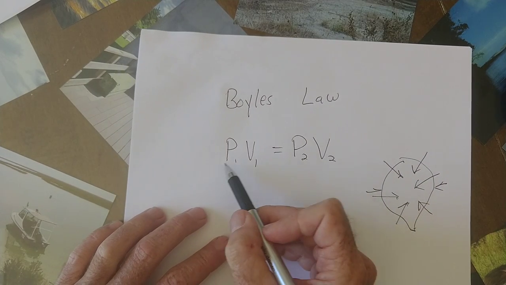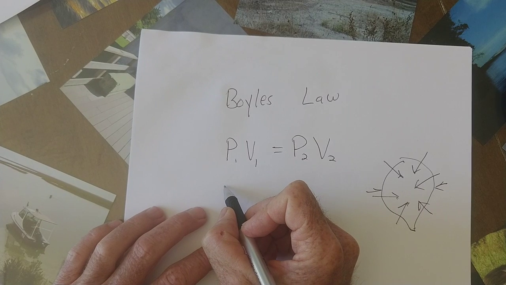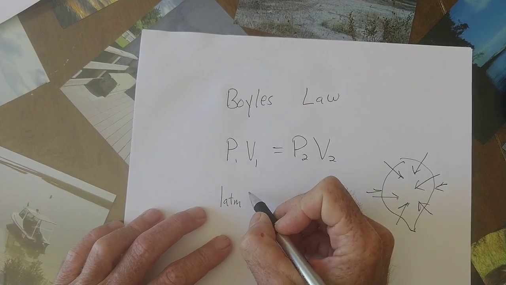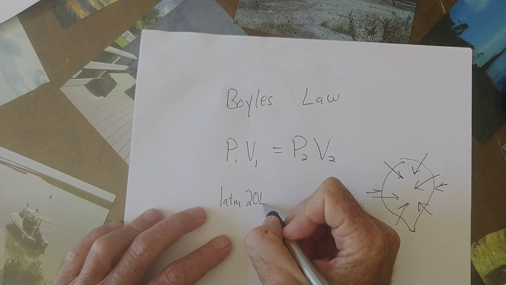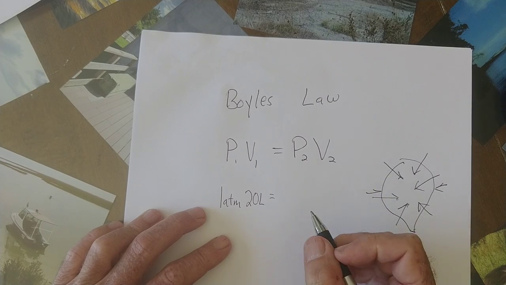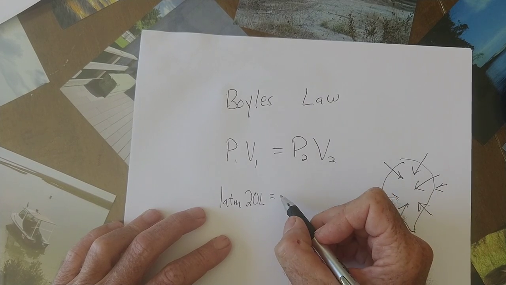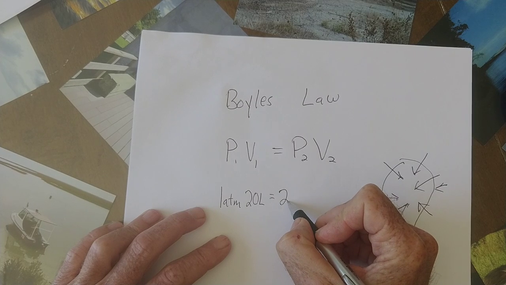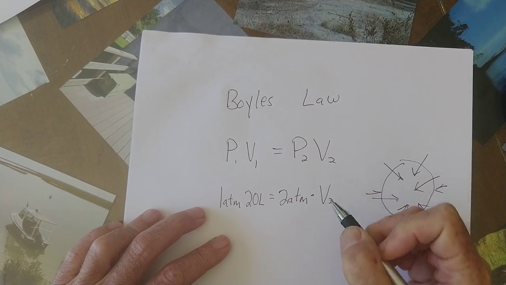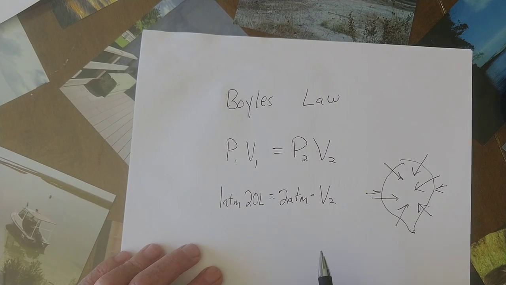So we're going to talk about atmosphere. Let's say you have a balloon, and it's at 1 atmosphere of pressure, and the volume of your balloon is 20 liters, and then you squeeze the balloon. Squeezing the balloon means you add more pressure. Let's say you doubled the pressure. You squeezed it. Now the balloon's under 2 atmospheres of pressure. What would the new volume of that balloon be?